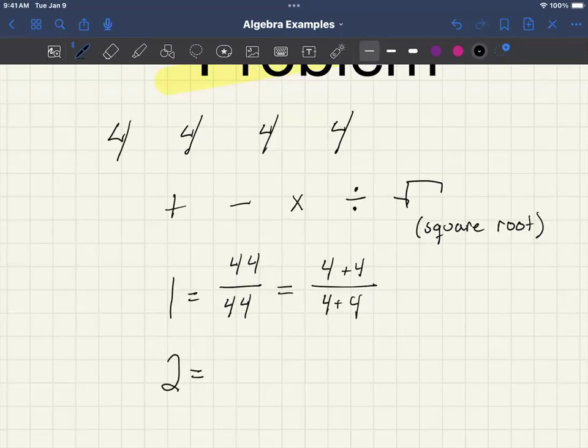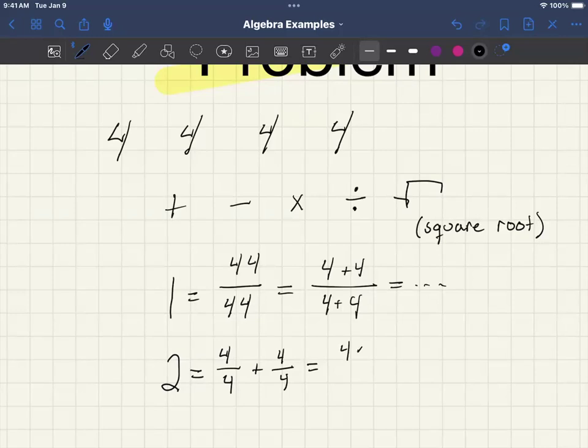And again, there may be more operations for 2. I think the simplest one that I can think of is 4 divided by 4 plus 4 divided by 4. So we got 1 plus 1 is 2. Beautiful.